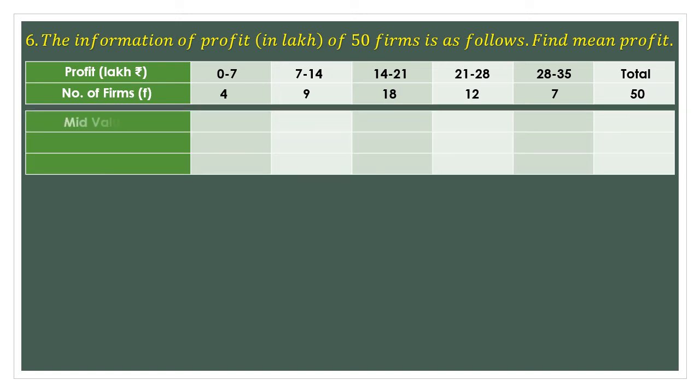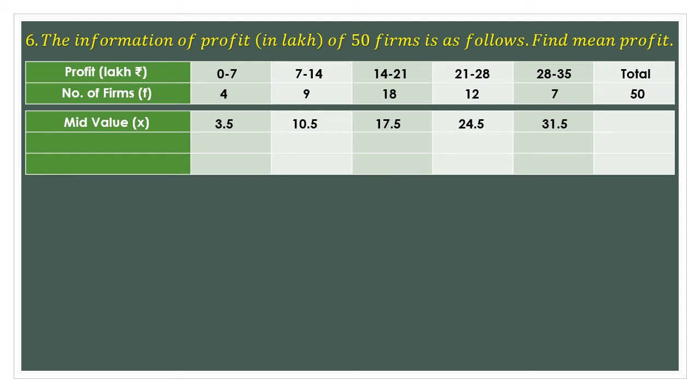We need to prepare the mid values first from the given classes, that will be our variable X. So 0 to 7, 0 plus 7 divided by 2 is 3.5, 7 plus 14 divided by 2 is 10.5 and so on. We will get all the mid values in the row. Next, we have to decide about the deviation here. The middle value of the mid values is 17.5. So I will just assume it as A.